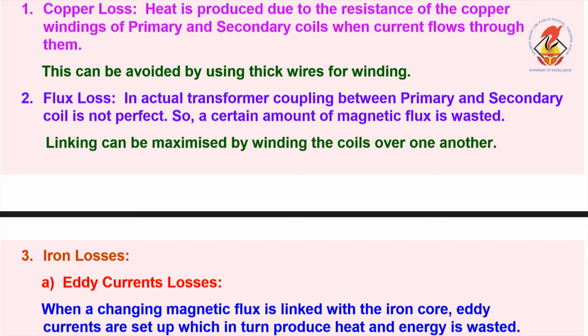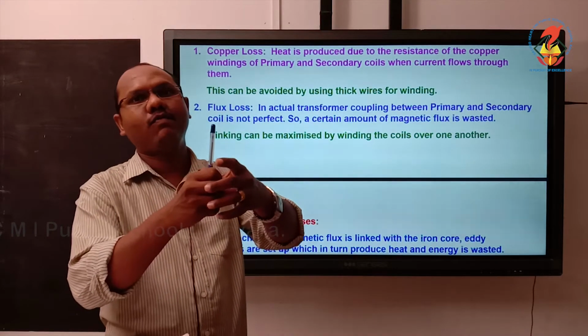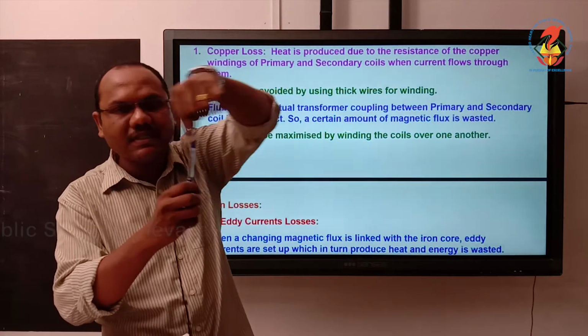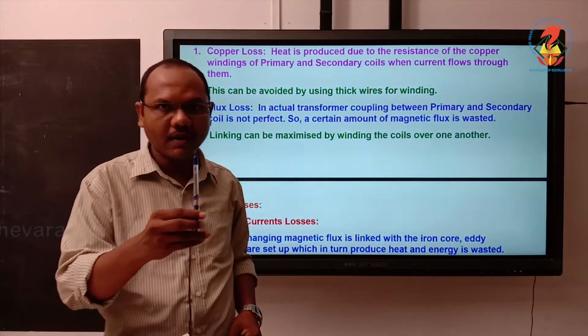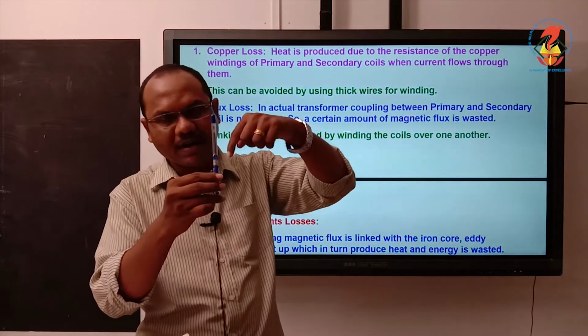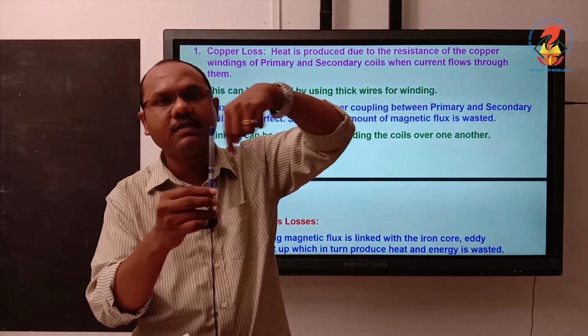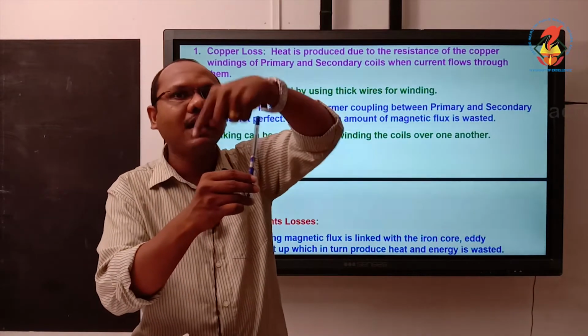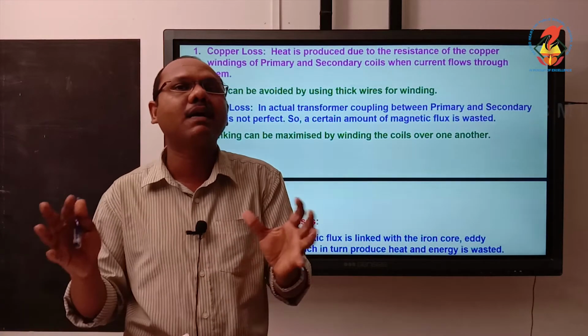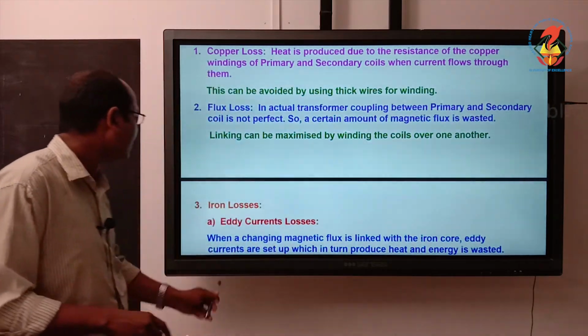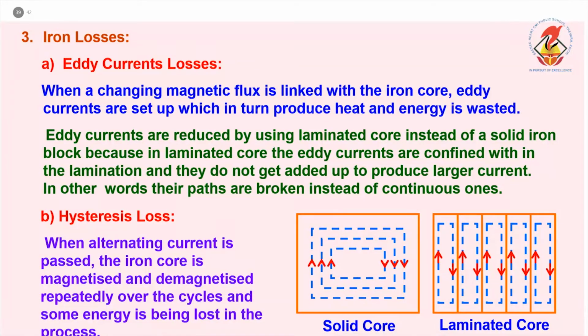And linking can be maximized by winding the coils one over the other. That means you take an iron core and wind one wire in the clockwise direction, wind the second wire in the anti-clockwise direction. Like that you can make a transformer, then the coupling will be maximum. Now the third one is iron loss. What is meant by iron loss?